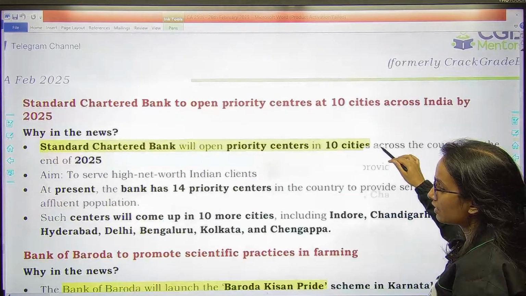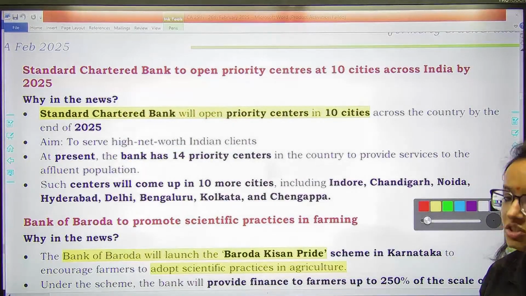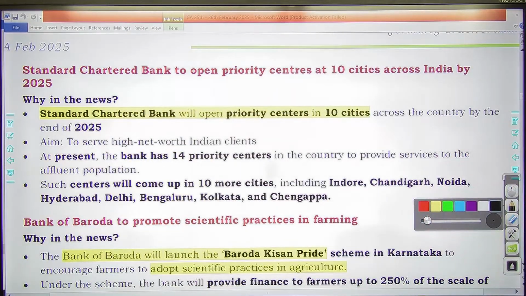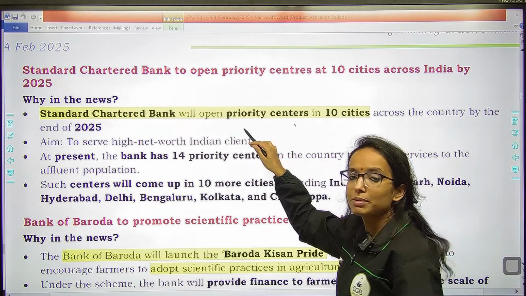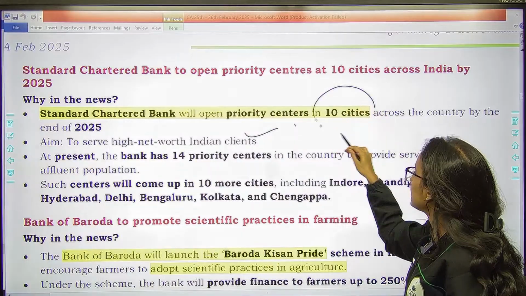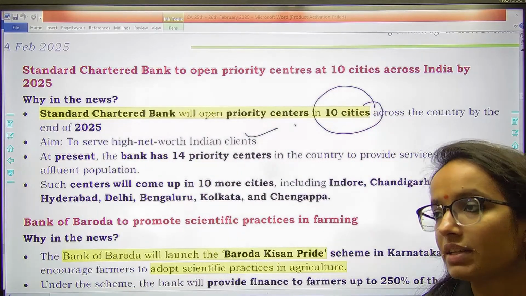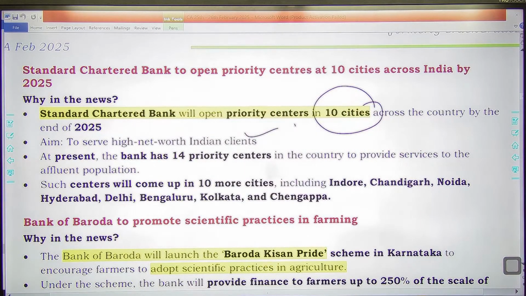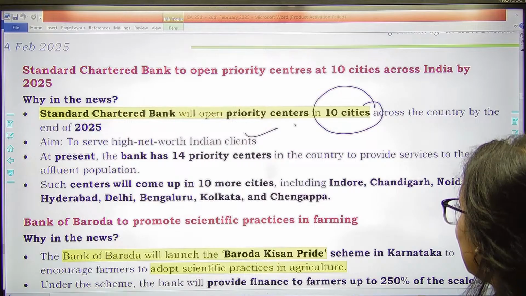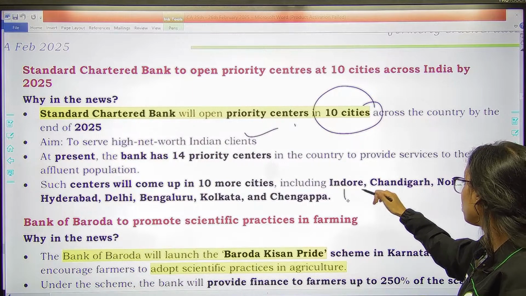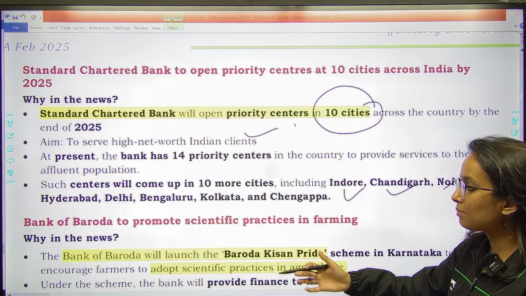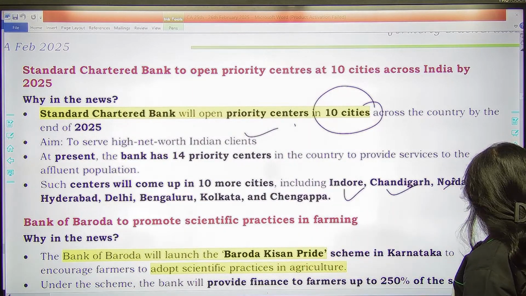Moving on to banking news. Standard Chartered Bank to open priority centers. The Standard Chartered Bank will be opening up its priority centers in 10 cities, remember. 10 cities across the country by 2025. Presently, it has 14 priority centers, 10 more cities mein, which include your Indore, Chandigarh, Noida, Hyderabad, Delhi, Bengaluru, Kolkata and Chengappa.